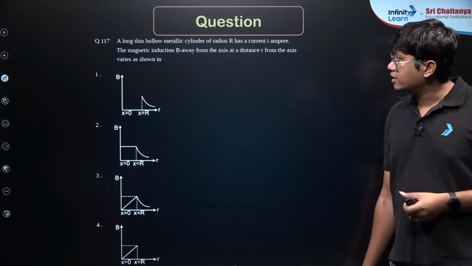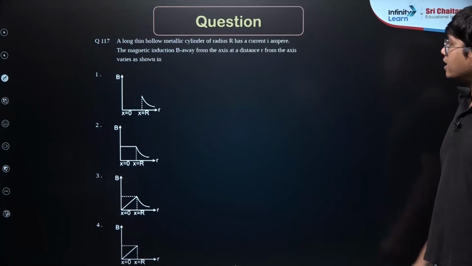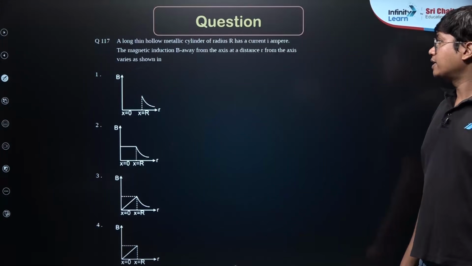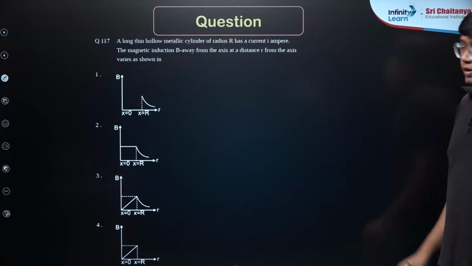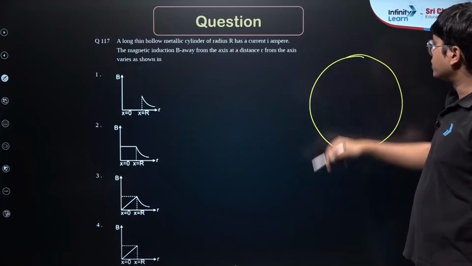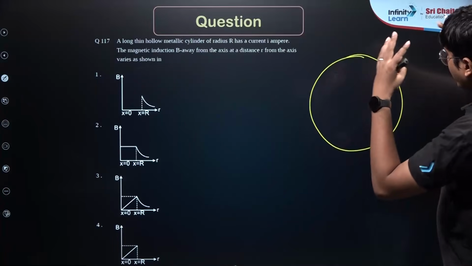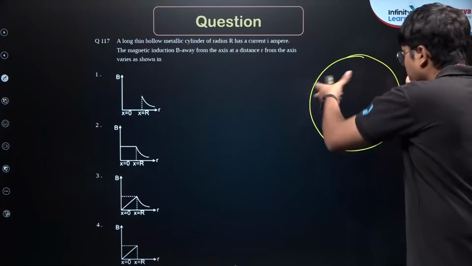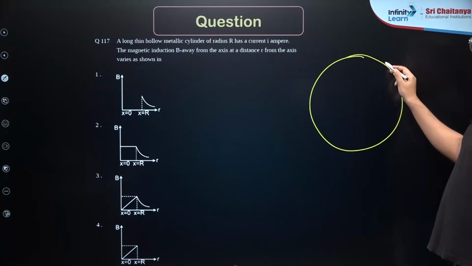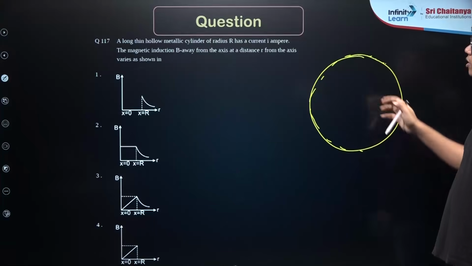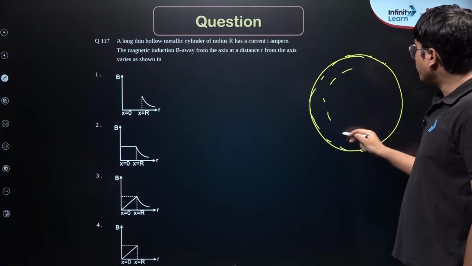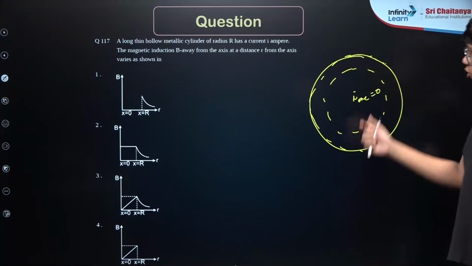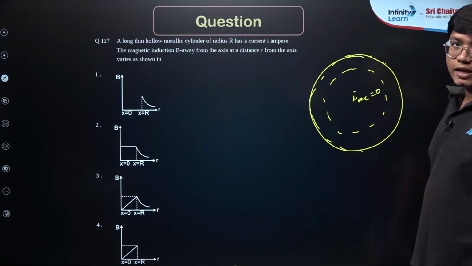This question says a long, thin, hollow metallic cylinder of radius R has a current I, and asks for the magnetic induction B at a distance r from the axis. Look at the options, right? It's a lot easier even if you don't remember the relation. It's a hollow metallic cylinder and I'm looking at it from the direction the current is flowing. The wire is literally moving into it. So I know the current is only flowing along the surface because it's hollow. Inside there's nothing. So if I consider an Amperian loop inside, the net enclosed current would be 0. So the net magnetic field should be 0 everywhere inside.